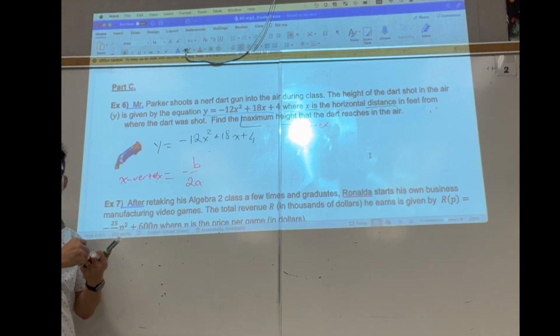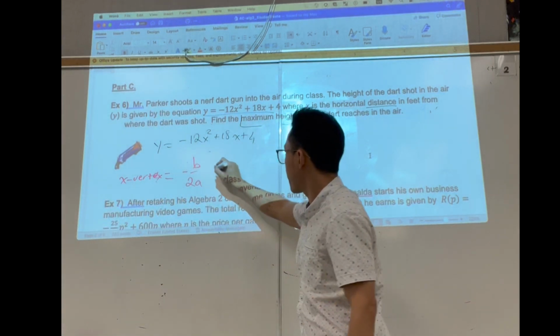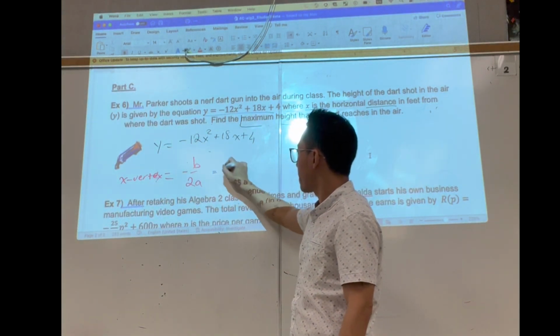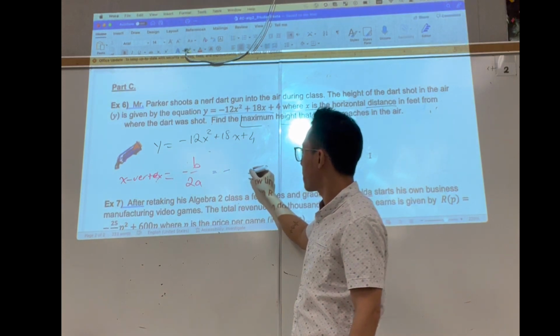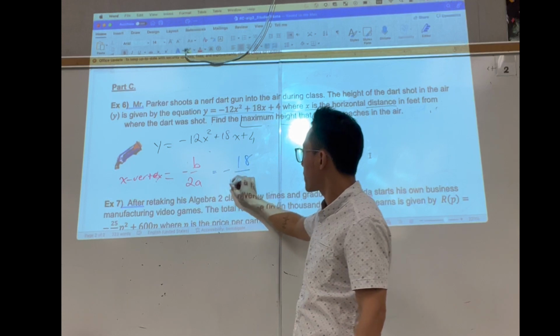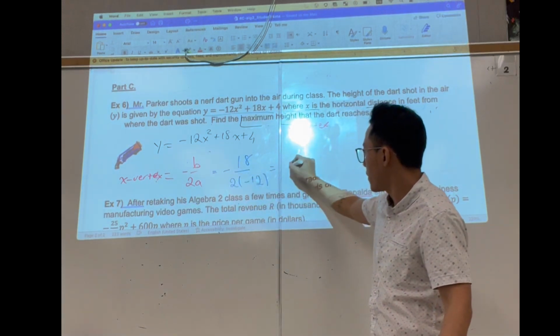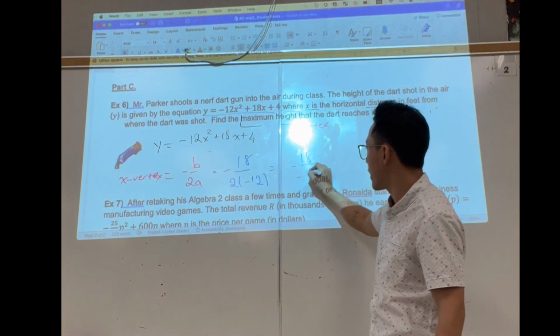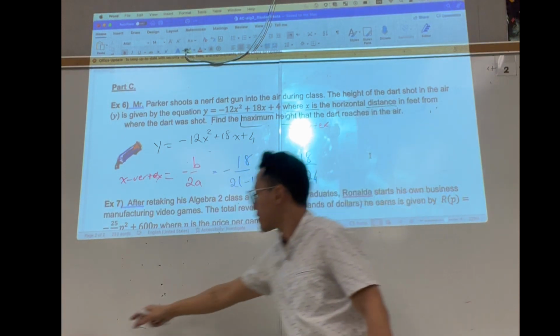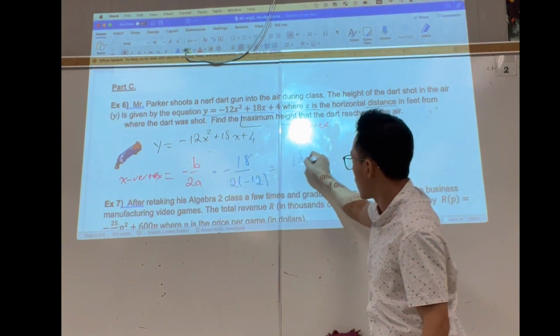Yeah, one more for Kayla. All right, can someone tell me what to write? Help me with the calculations. All right, Ruby. Negative 18 over 2 times negative 2. Very good. So negative 18 over negative 24. Again, you just need to work on the numbers first. Okay, so 18 over 24.